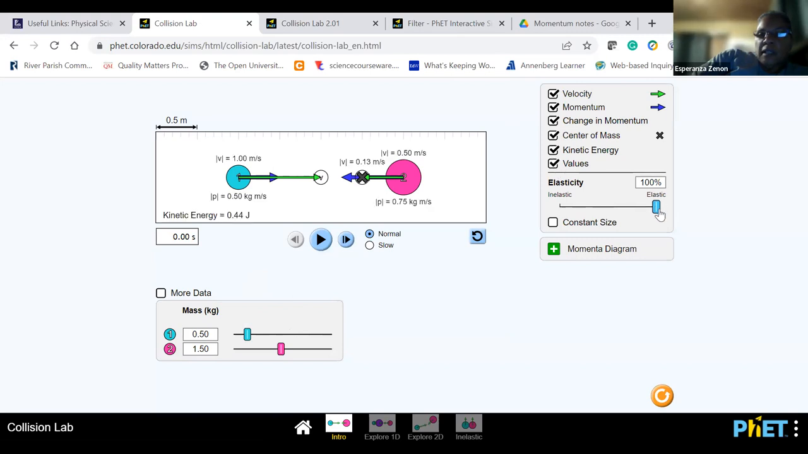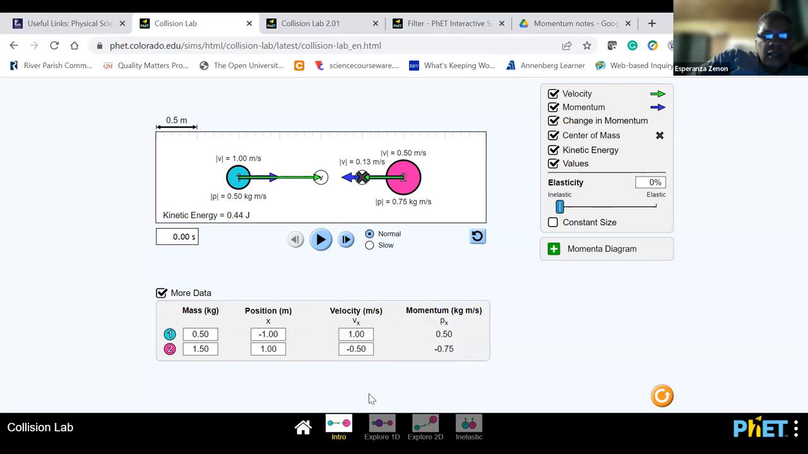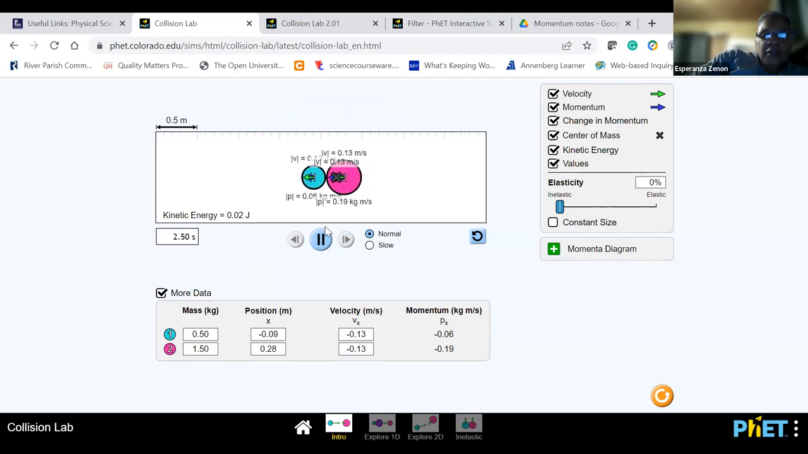And you can make it elastic or totally inelastic. And you can adjust the mass. Well, it'll give you these values when you play it. Okay. So you can see here.